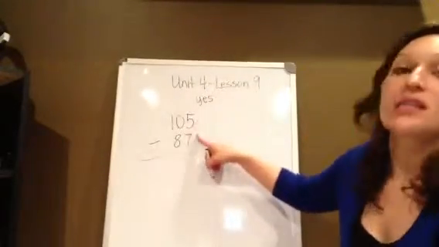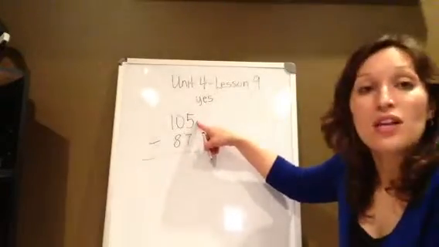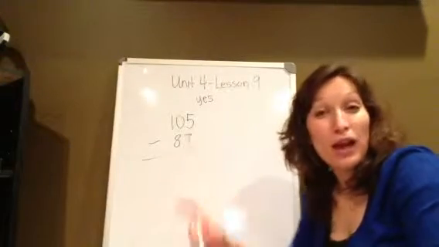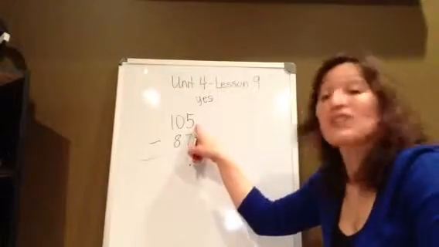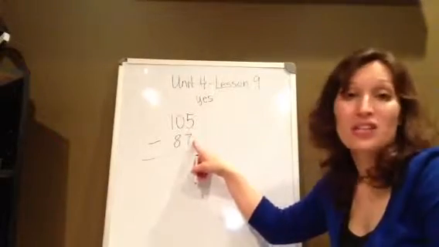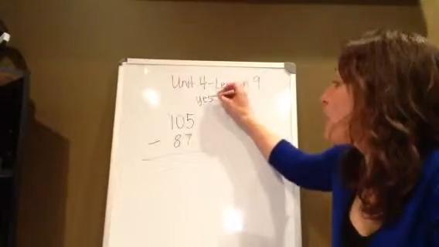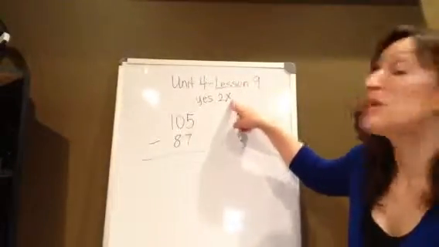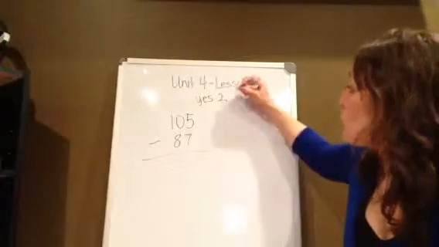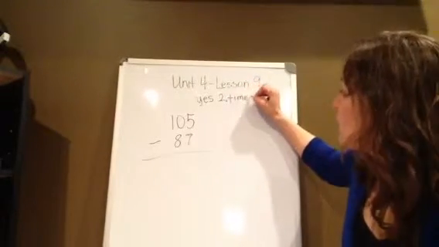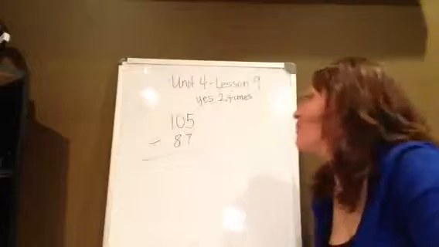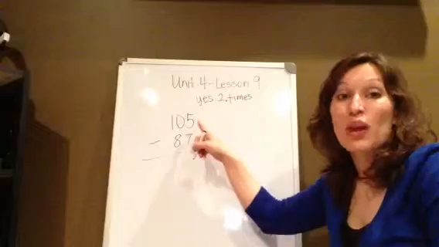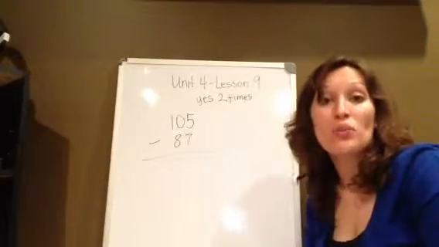Now let's look at the ones column. I've got 5 ones on top, and I'm trying to take away 7 ones. Can I take 7 from 5? No, because 5 is a smaller amount than 7. So I'm going to have to regroup there too. I'm going to write yes, I'm going to regroup 2 times. The X can mean times. If that's tricky for you, let's write the word 2 times. I'm going to have to regroup in the tens column to get more tens, and in the ones column so I have more ones so I can subtract these bigger numbers that are on the bottom.